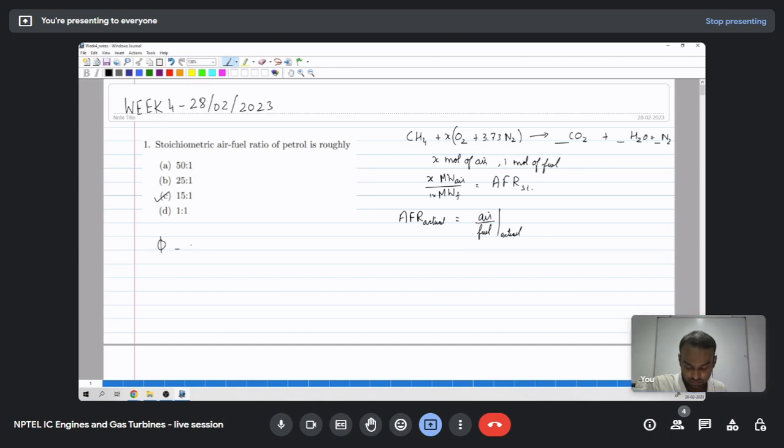Equivalence ratio. Yes, equivalence ratio. So equivalence ratio is defined as the air-fuel ratio stoichiometric divided by the air-fuel ratio actual. So when phi is equal to 1, that is, both AFR stoichiometric and the actual one are equal, we call this the stoichiometric condition.